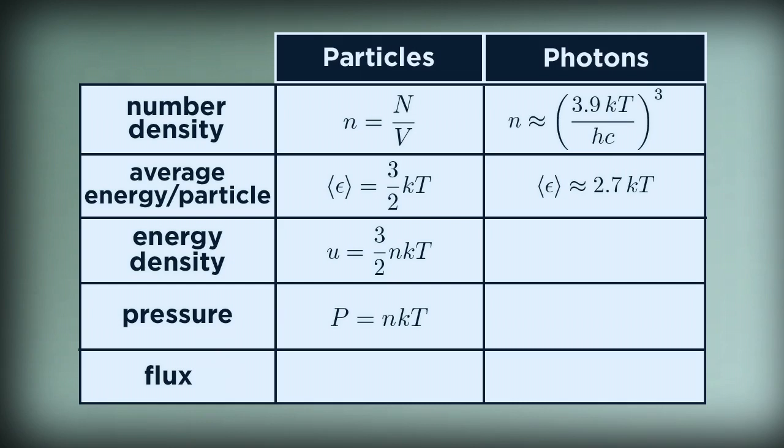By the way, both the 3.9 in this equation and the 2.7 in the other one, they're not exact. They're the first 2 digits of transcendental numbers, numbers like pi with an infinite number of digits.